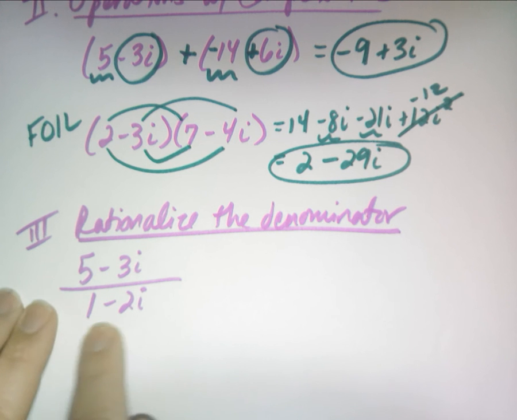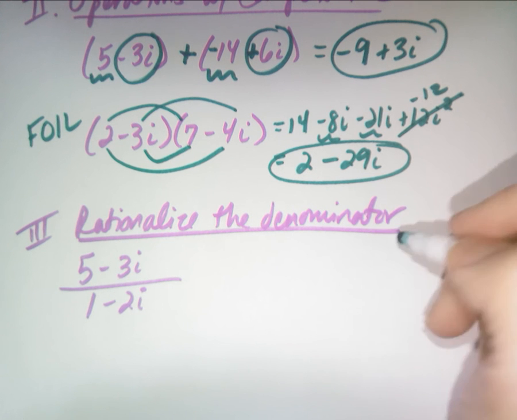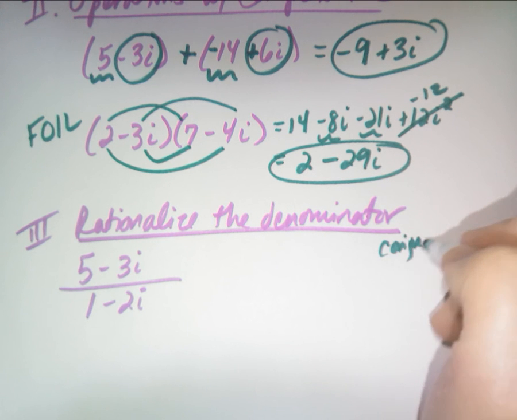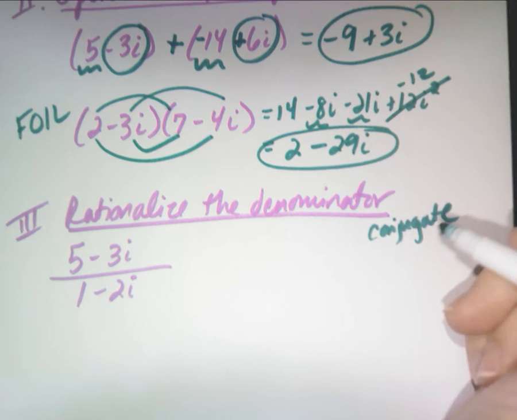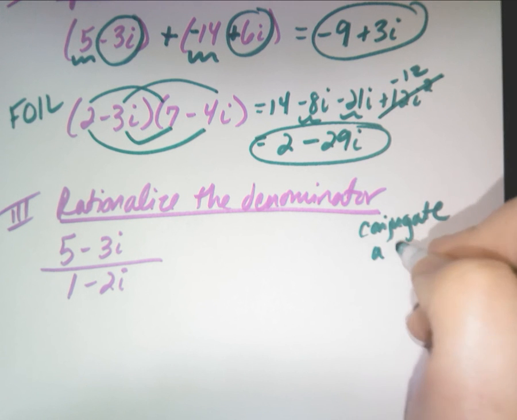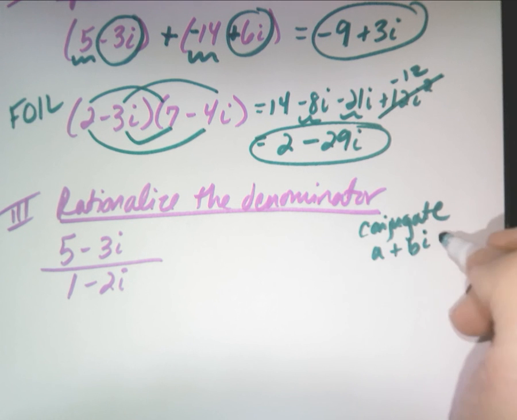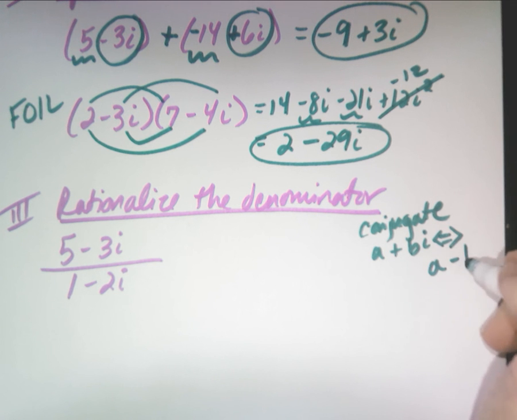But if I have a binomial, or pluses and minuses of stuff, then I have to multiply by what's called the conjugate. The conjugate of a plus bi would be a minus bi. All it is, is the sign in the middle changes. That's it.